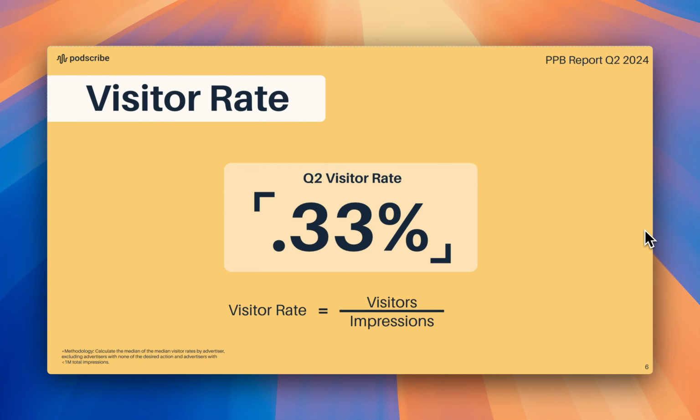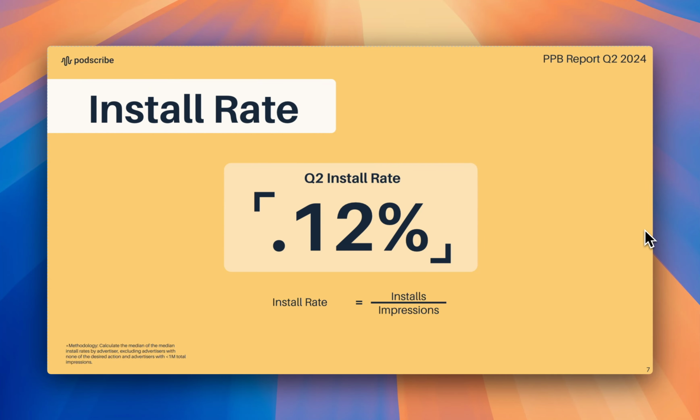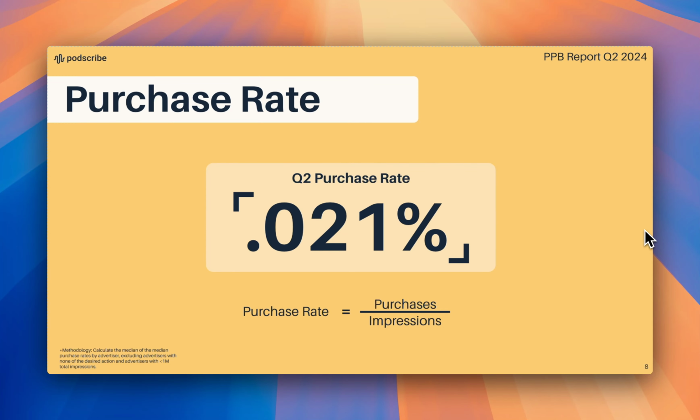So that's how we do it, to try to remove outliers and try to have the biggest advertisers not overly weight what we're seeing. And we do that for all the metrics. I won't bore everyone with that same explanation for each of these. So install rate, 0.12%. Roughly how many installs can a middle of the road, a 50th percentile advertiser expect from their impressions?